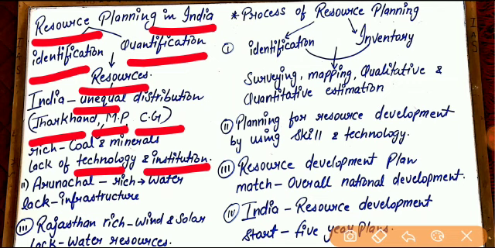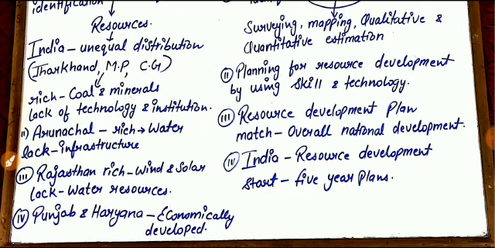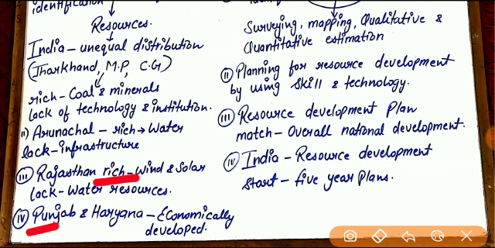Second, Arunachal Pradesh. This state is very rich in water resources but lacks infrastructure. Next is Rajasthan. Rajasthan is also very rich in wind and solar energy, but due to lack of water resources, people are not willing to go to these states and harness such energy. Next is Punjab and Haryana. Though Punjab and Haryana have poor resources, they are very well economically developed states.